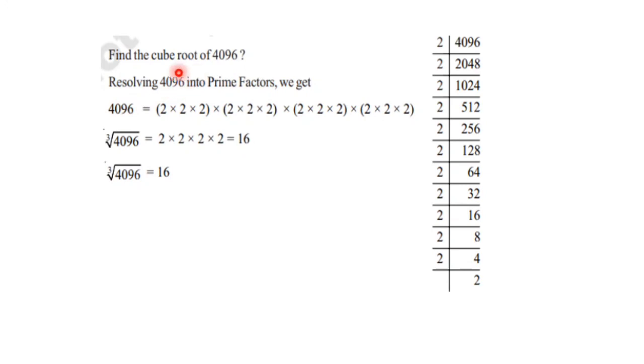Now we see another problem. Find the cube root of 4096. Resolving 4096 into prime factors, we get 4096 is equal to 2 cube × 2 cube × 2 cube × 2 cube. From each group you take one number, we get 2 × 2 × 2 × 2. 2 twos are 4, 4 twos are 8, 8 twos are 16. Therefore, cube root of 4096 is equal to 16.